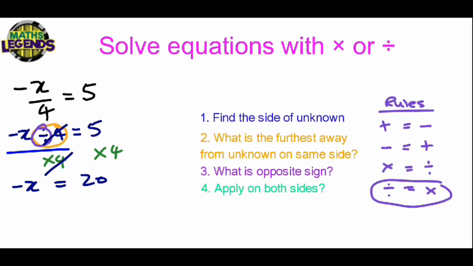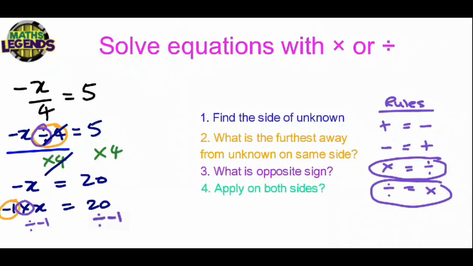Now, as we saw early on in the video, this -x can be written as -1 times x equal to 20. And using the same rules, we're interested in getting rid of the -1. The symbol in the middle is times. So in this case, we want to cancel the times. So the opposite is divide. So we're going to divide by -1 on both sides. This then simplifies to x equals -20. So the answer here is x equals -20.